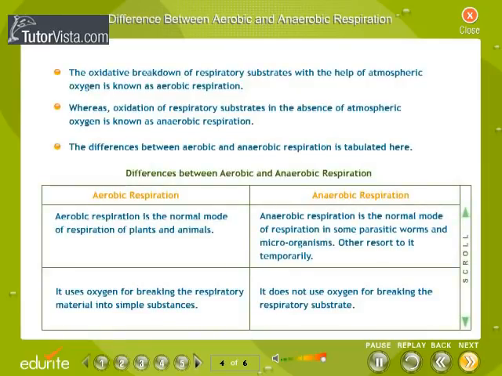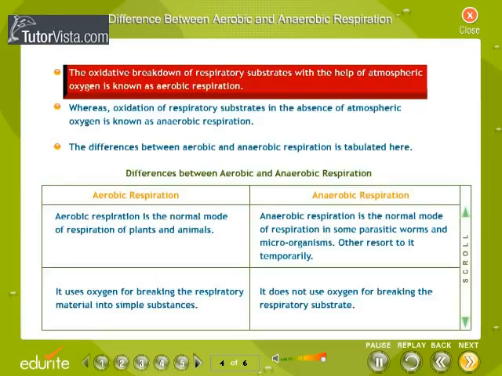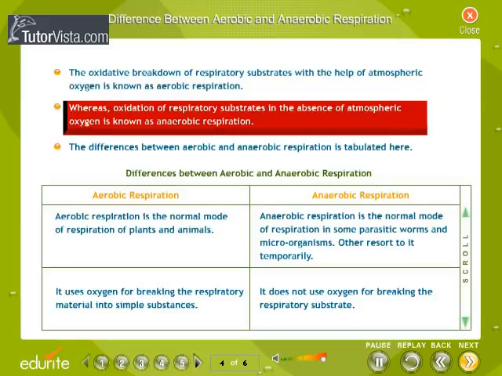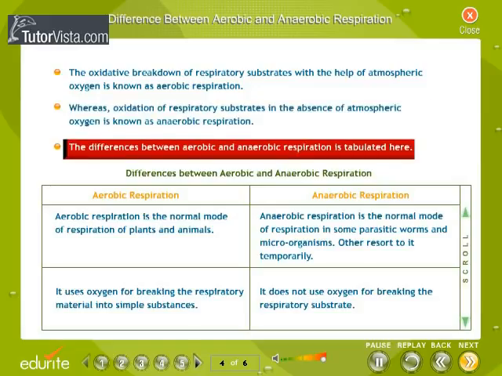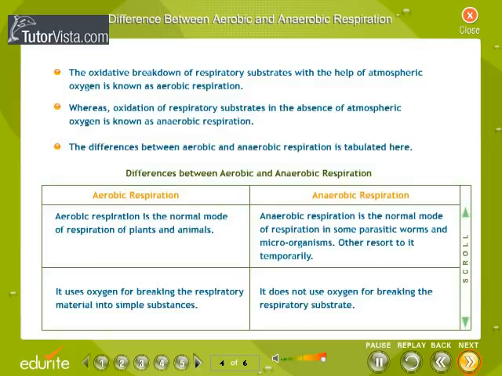Difference between aerobic and anaerobic respiration. The oxidative breakdown of respiratory substrates with the help of atmospheric oxygen is known as aerobic respiration, whereas oxidation of respiratory substrates in the absence of atmospheric oxygen is known as anaerobic respiration. The differences between aerobic and anaerobic respiration are tabulated here.